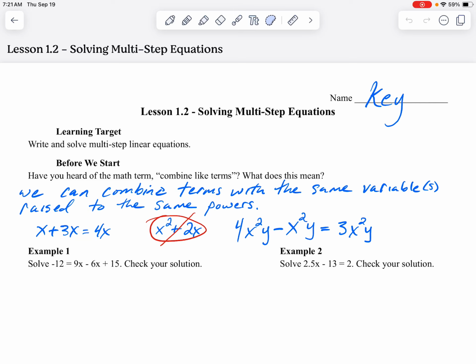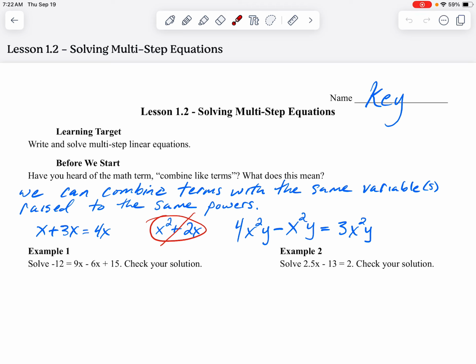In this video, I'm going to go through our notes for lesson 1.2. We are now solving multi-step equations. So you're going to have to do more than just one thing to get that variable by itself. Remember, solving means we're finding the value for the variable that makes the equation true. And now we've got more than one step. So a couple new things we're going to do here.